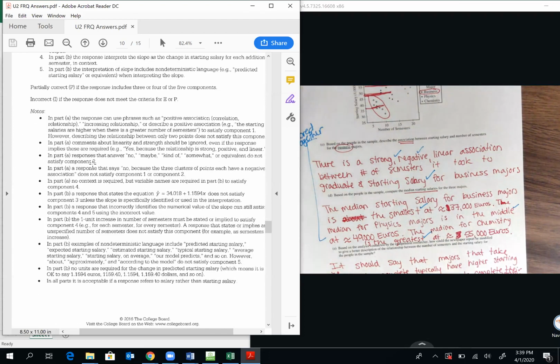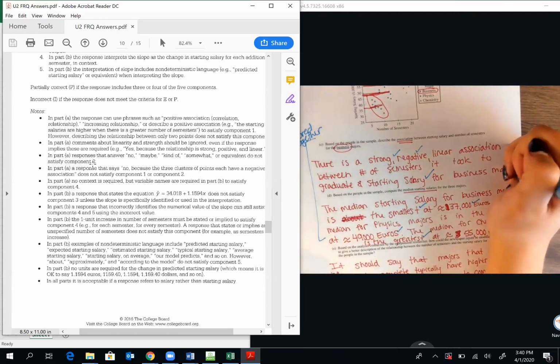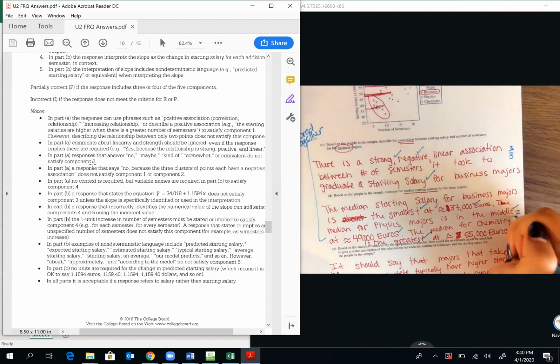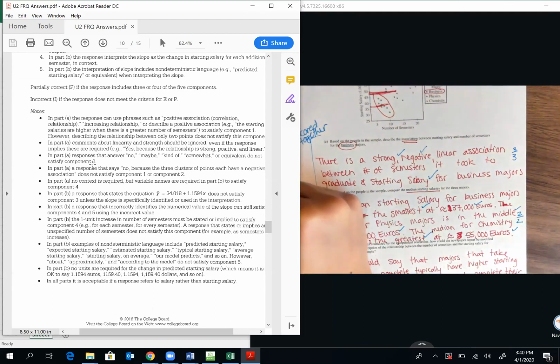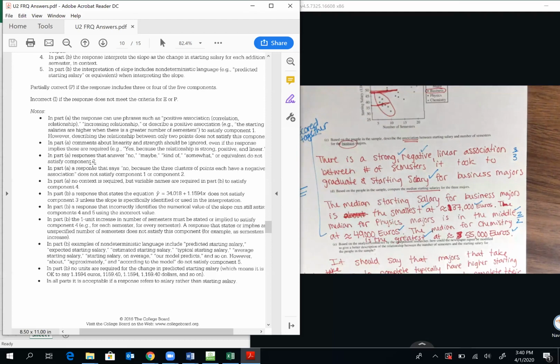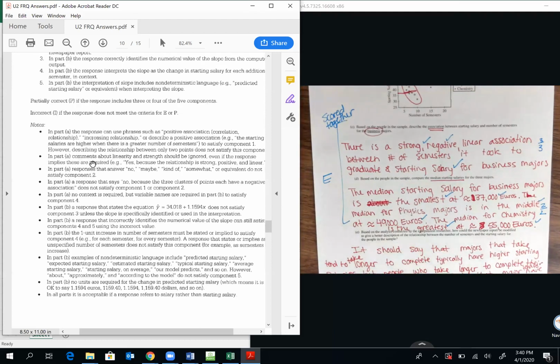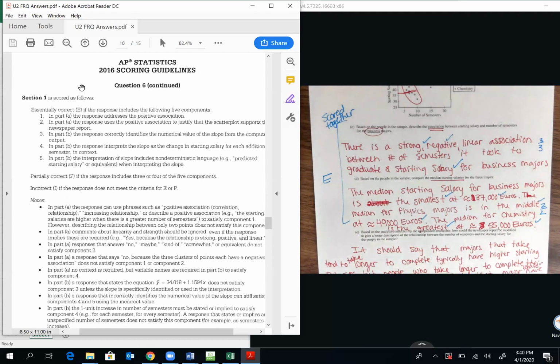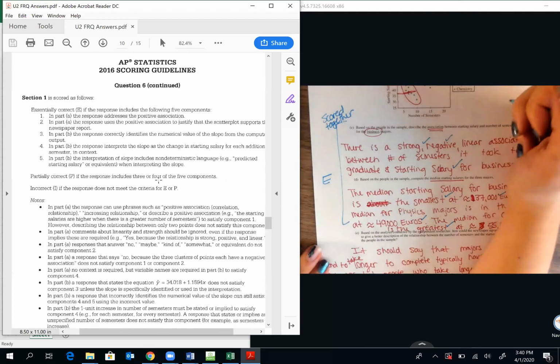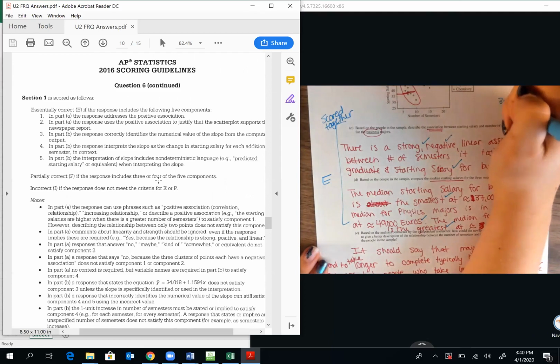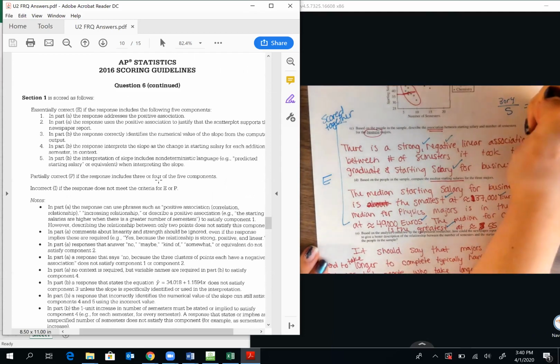Which I did. So I had 3 out of 3 here. I had 2 out of 2 here. So it's going to give me an essentially correct. I bet they did the same thing on this one. Yes, 3 or 4 out of 5 was a partially correct.